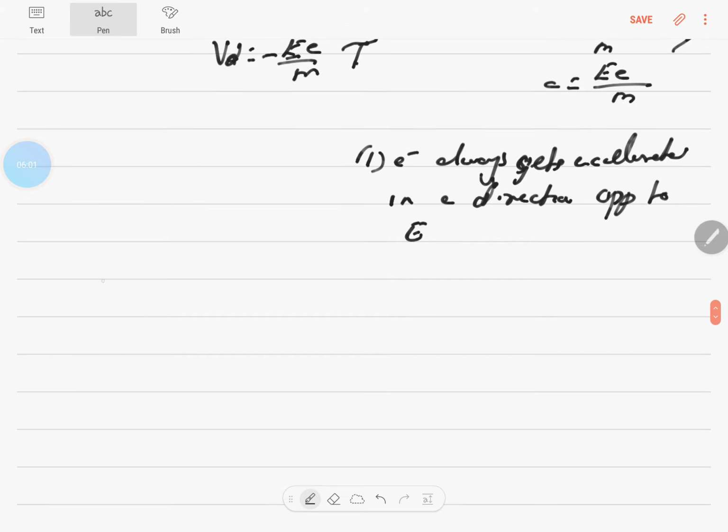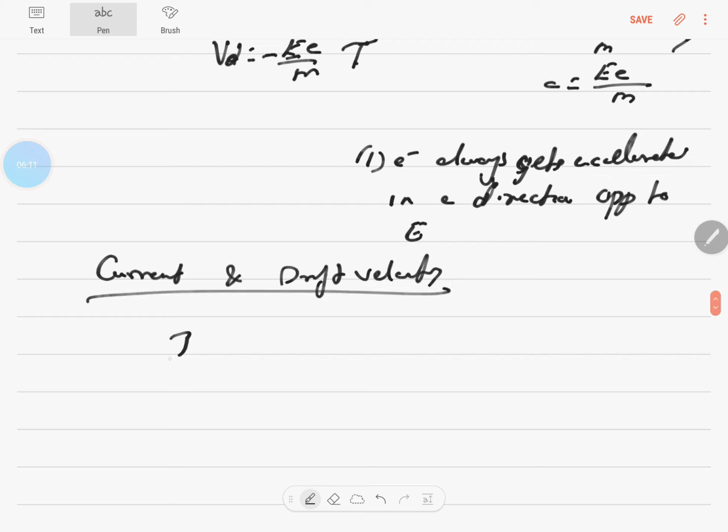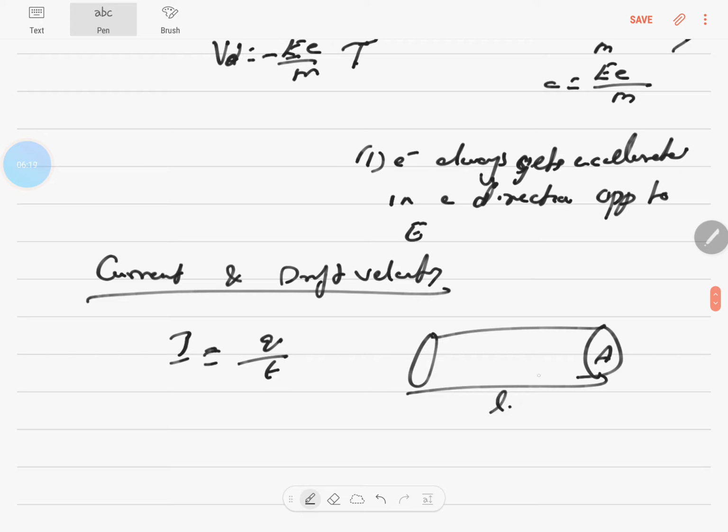Now let's arrive at a relationship between current and drift velocity. What is current? Current, you know, I is equal to Q by T. And Q in this conductor, if you see this area of cross section A and this is L, and let n be the number of charges, n is the number of charges per unit volume.